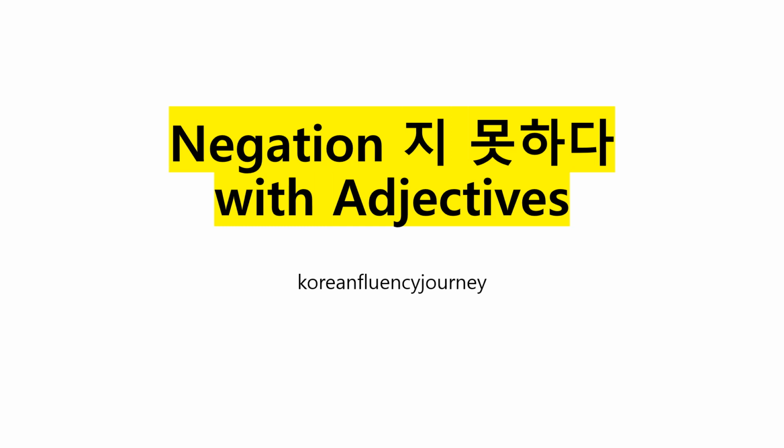I've been making videos about negative sentences, how to make them in Korean, and we've had 치 못하다 and 치 않아요, right? Most of the time when we talk about negative sentences, we said that they are mostly used with verbs. But 치 못하다 can also be used with adjectives. This information is not provided in most textbooks for learners of Korean. So in today's video, I will try to explain what 치 못하다 means with adjectives. So let's get started.